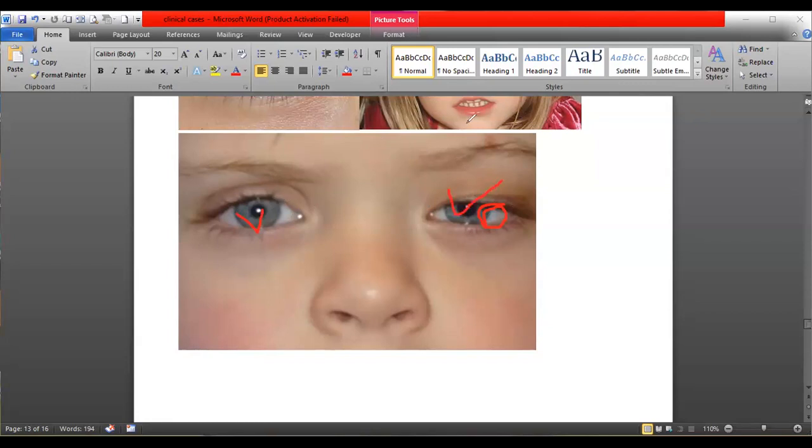After that, we'll move on to visual acuity. Some distance needs to be maintained. After that, what is that called? That's the chart.